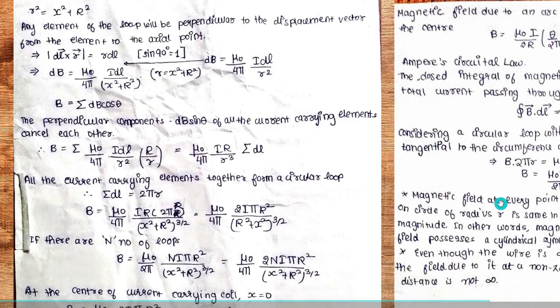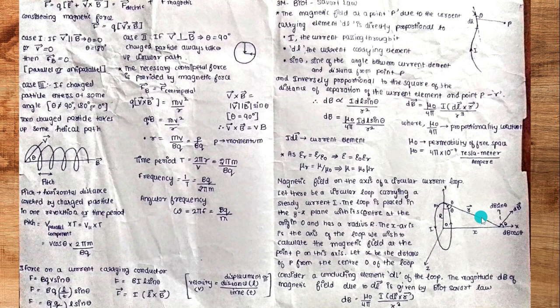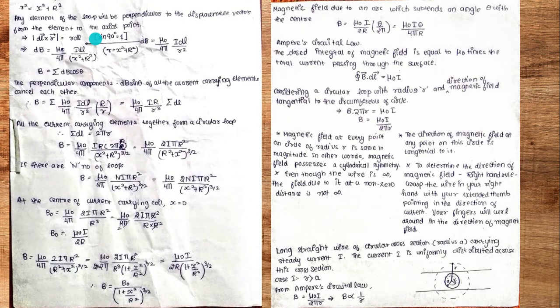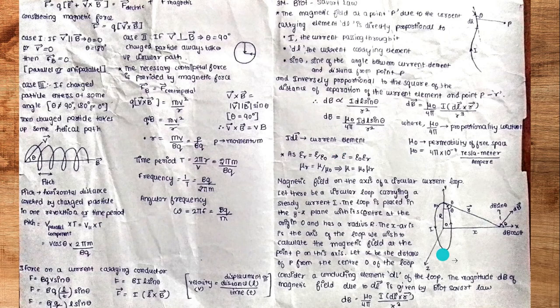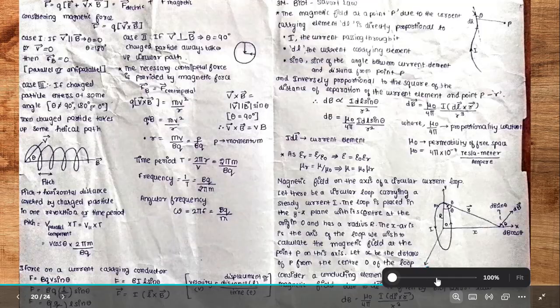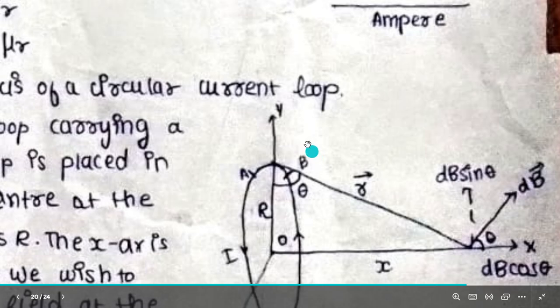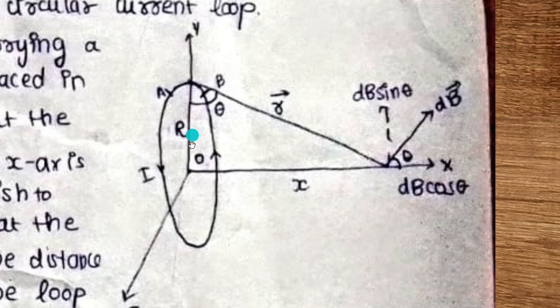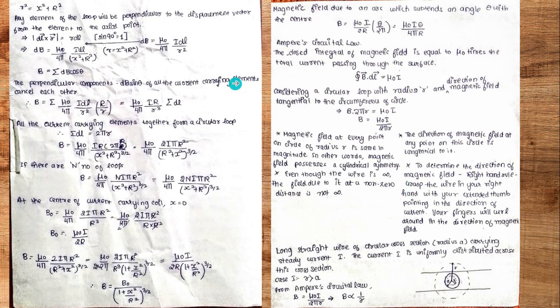Using that same formula, check the diagram. We need the diagram again. We have r square is equal to x square plus capital R square. Capital R is this. Using the Pythagoras theorem, this hypotenuse, small r square, is equal to capital R square plus x square. That is clear, right?